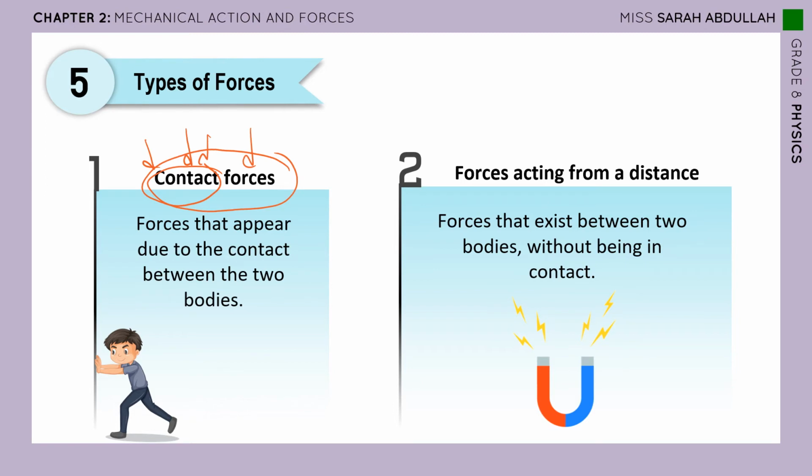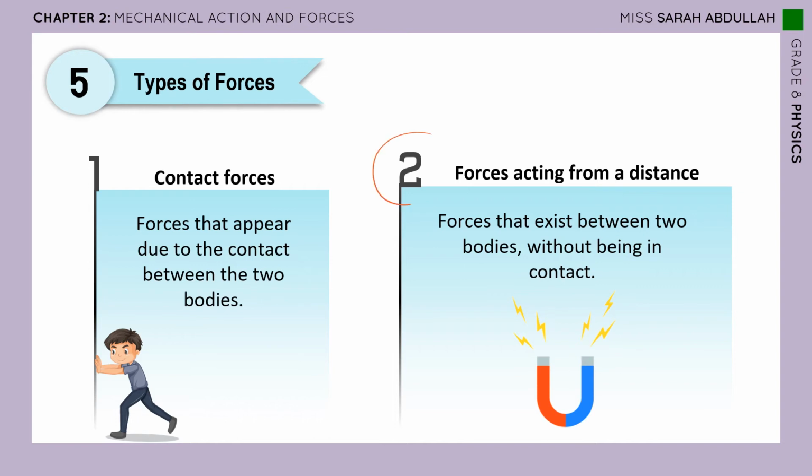Okay, they must touch in a way. So let's say you are trying to push a table, or you're trying to push a wall. There is a contact between your hand and the wall. There is a contact between your hand and the table. Let's say you're trying to lift a box. There is a contact between your hands and the box. So this is called contact force, because it happened due to the contact between the 2 bodies. So it appears due to the contact between 2 bodies.